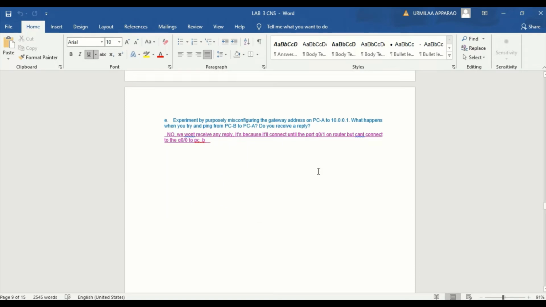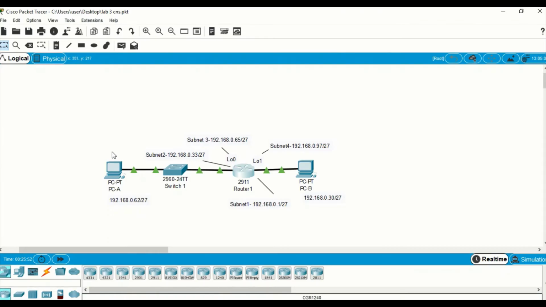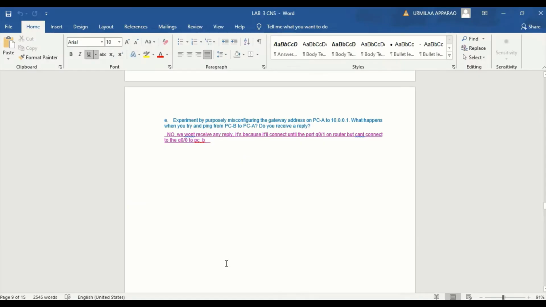Okay, next, experiment by purposely misconfiguring the gateway to PCA. What happens when you try pinging? When we do this, we eventually won't get any reply from there, because the flow will only go until here, before the router. So we actually won't get any reply from there. So that's the answer for E.